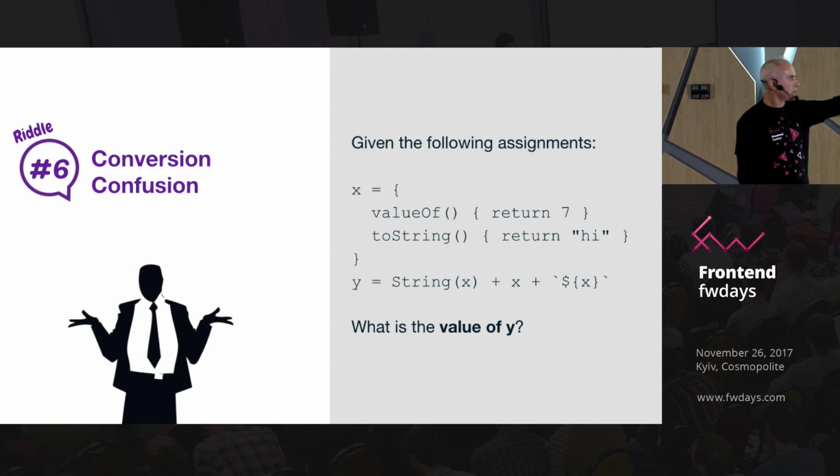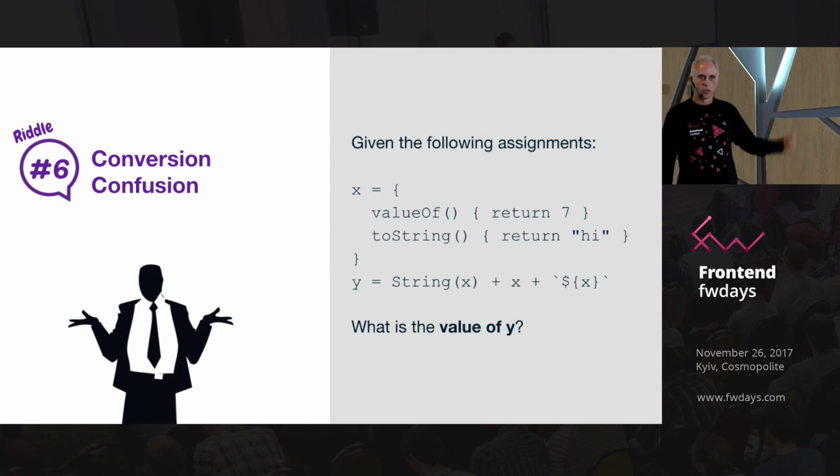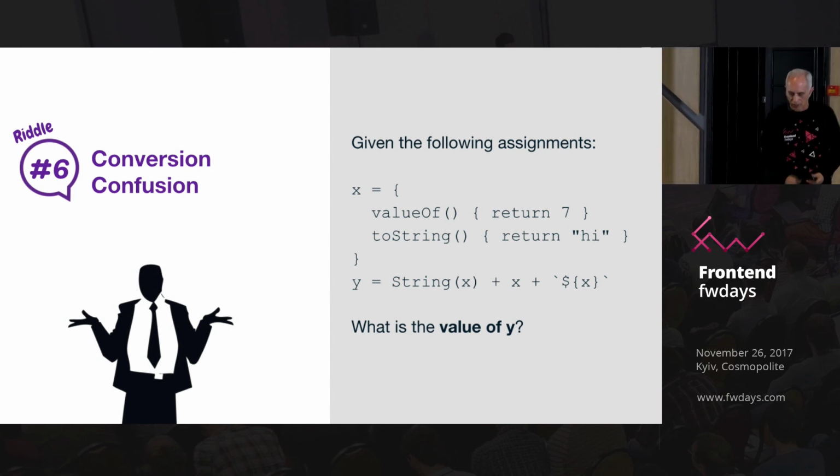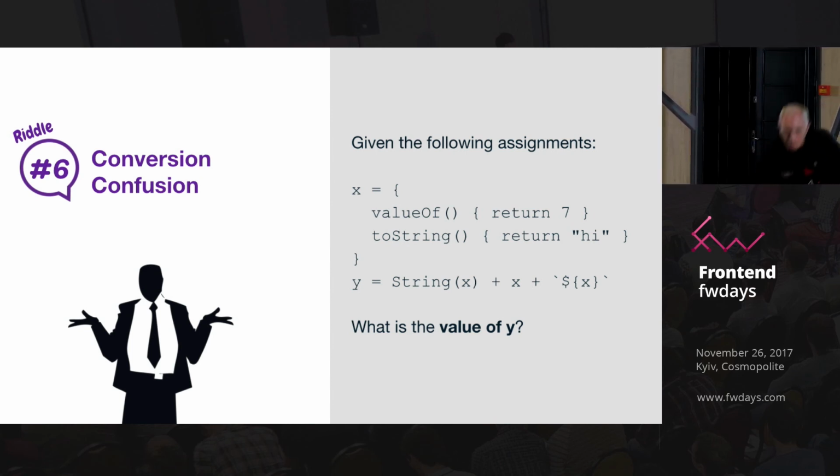So what would be the last one? "hi" plus 7 and plus "hi" because it's string. So it's "hi" plus 7 plus "hi". "hi7hi". Okay, that is the correct answer, with a certain interesting caveat, which I will show you in a second.